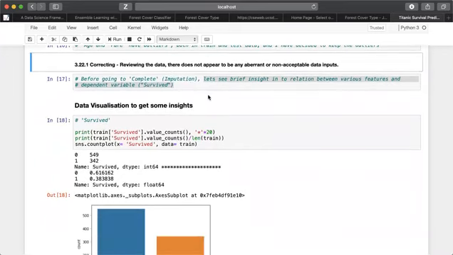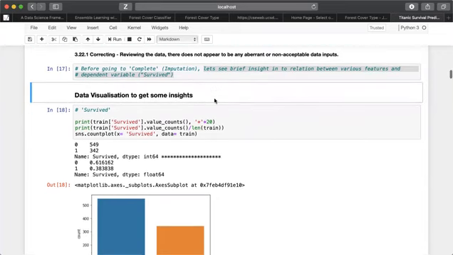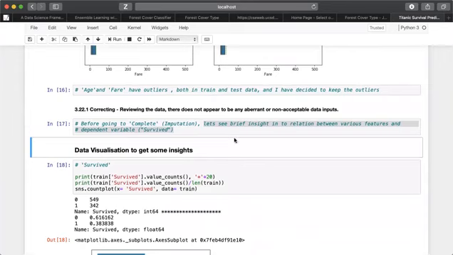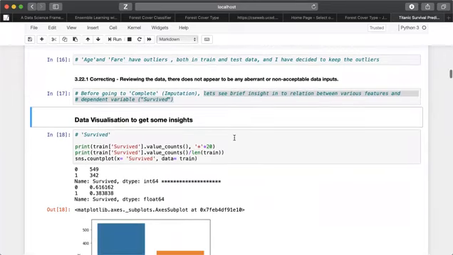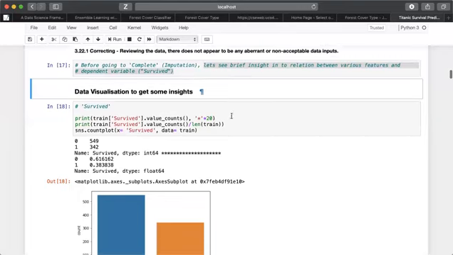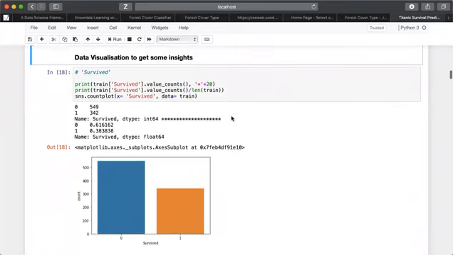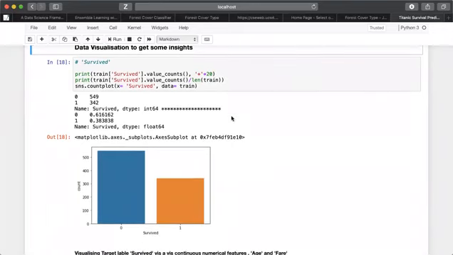Thereafter, we go to the next step, which is the completion, that is the imputation. Now, before we carry out the imputation, we have to get a brief insight into the relations between various features and the dependent variable, that is Survived. So I did some data visualization to get some insights. I've gone column by column, starting with the first column, Survived, which is the target label.